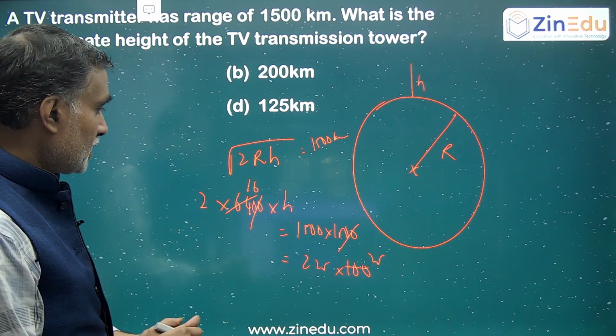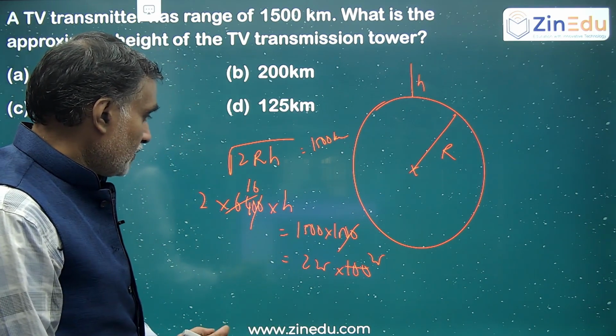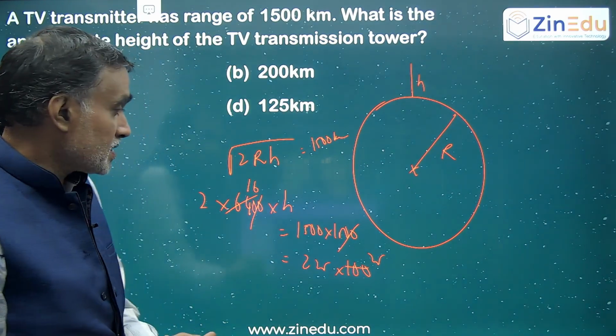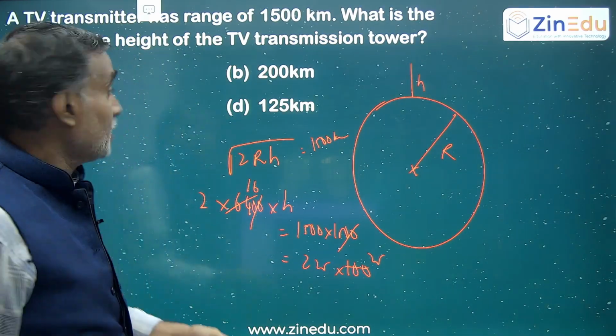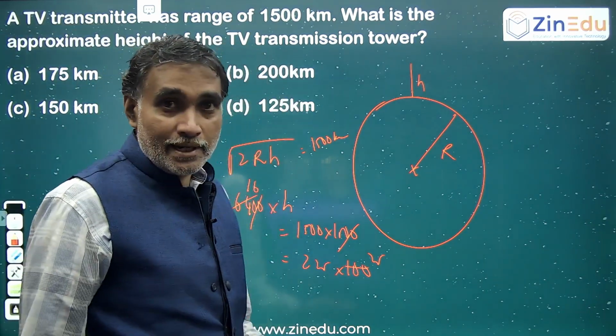So, 225 by 32 means approximately how much? 225 by 32 means around 7 I will get. 210 plus 14, 224. 7 into 25. So, 175 I will get. So, 175 approximately. So, A we will get. So, calculations you should do faster like that.